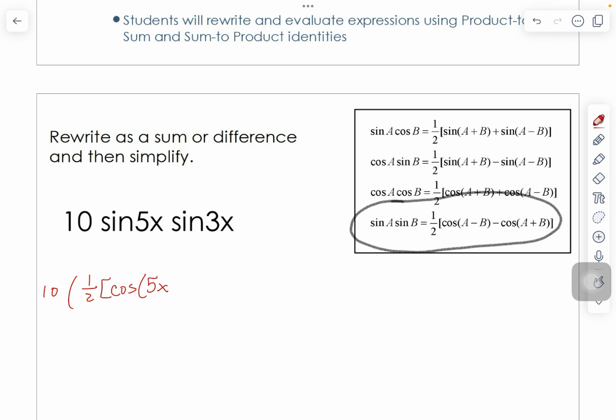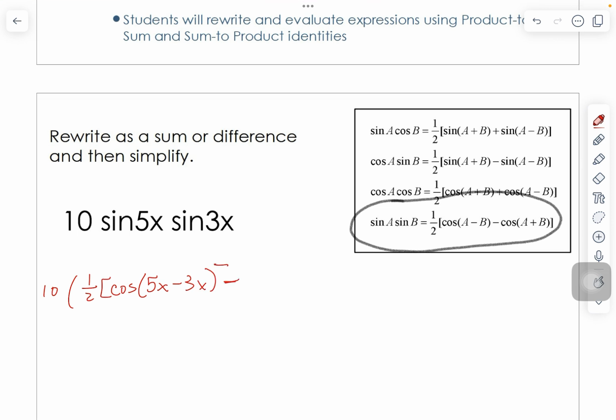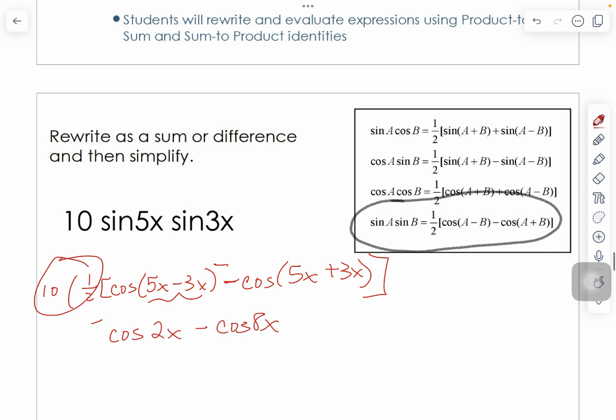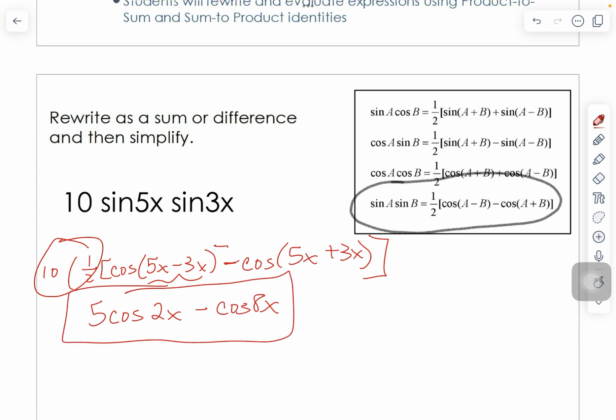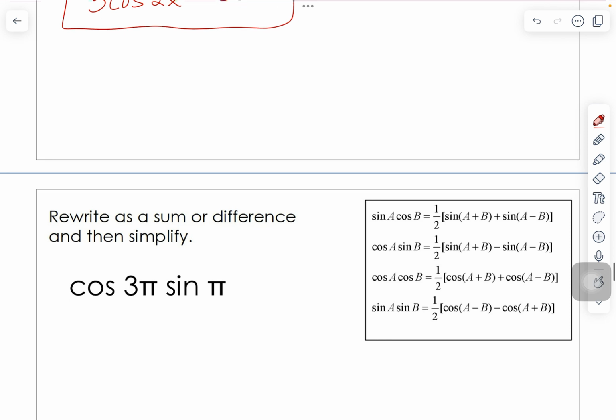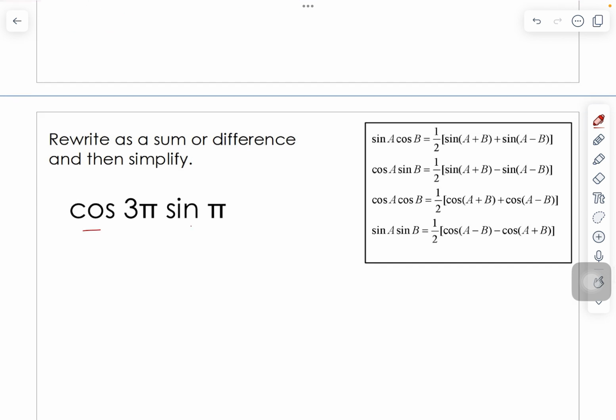of 5x minus 3x, close, minus the cosine of 5x plus 3x, and I'll close that with a hard bracket. Just do a little simplifying here, and I'll get the cosine of 2x minus the cosine of 8x. Take the 10 times 1/2 and end up with 5 times the bracket of cosine of 2x minus cosine of 8x. Fair enough?